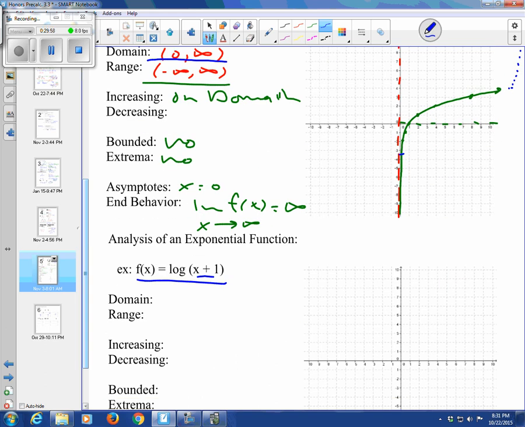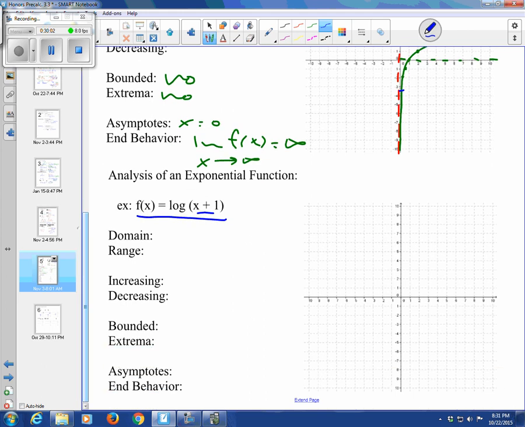x plus 1 can't be negative or 0. And what we'll see right here, if we think about this as a translation, is basically that vertical asymptote moved from 0 to negative 1. And right here, if we were to sort of get a rough graph of this guy, he would look something like this. And he would be pretty steep coming out this way, right?